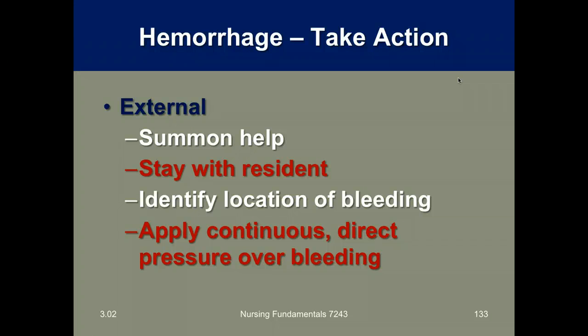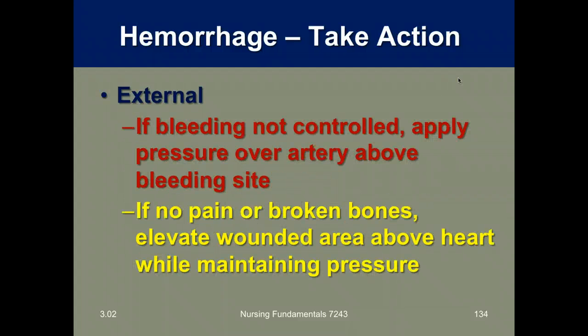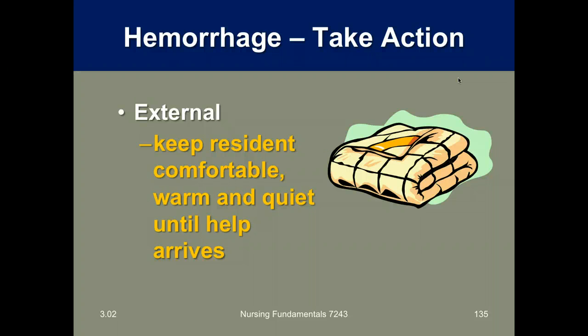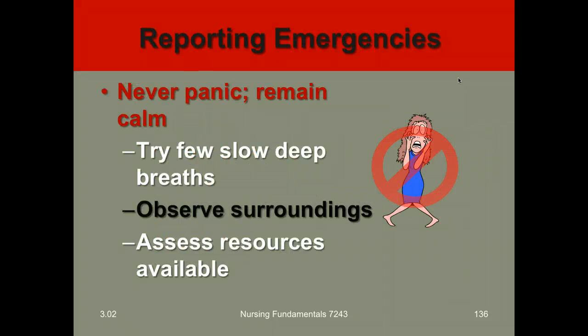External hemorrhage: summon help, stay with the resident, identify the location of the bleeding, and apply continuous direct pressure. If bleeding is not controlled, apply pressure over the artery above the bleeding site. If no pain or broken bones, elevate the wounded area above the heart while maintaining pressure. With external hemorrhage, keep the resident comfortable, warm, and quiet until help arrives.